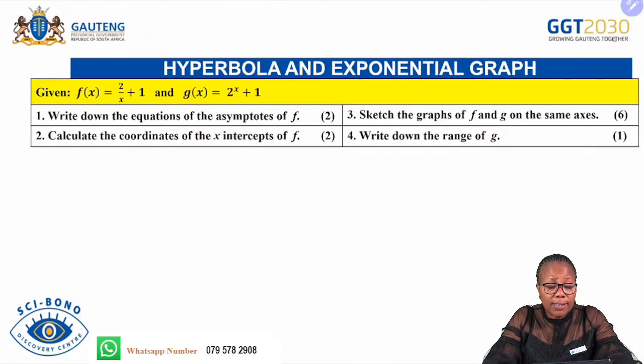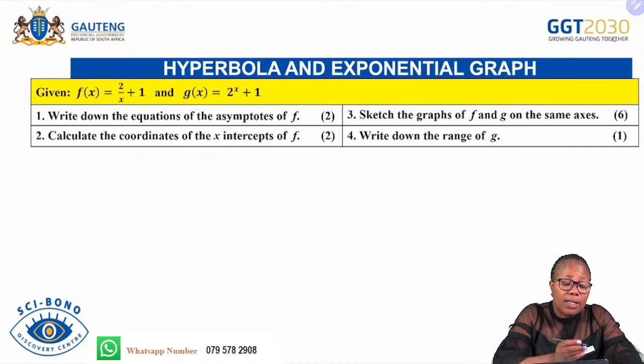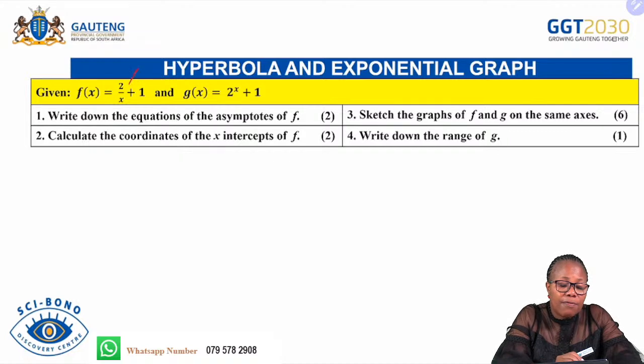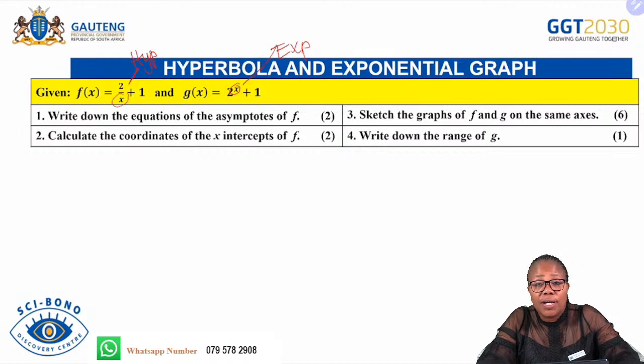Continuing to the next graph, we are given f of x equals 2 over x plus 1. Identifying the graphs is very important. Therefore, if you look at that, x is now a denominator. Therefore, that must be a hyperbola graph. And then on the g of x, x is an exponent. That means that must be an exponential function. Being able to identify your graphs is very important, creators.